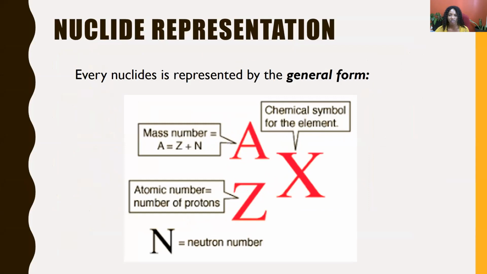So having a closer look at this, we'll realize that the symbol X here is the chemical symbol for the element. The mass number is in the superscript, that is A is equal to Z plus N. And the atomic number is the number of the protons represented in the subscript here as Z. Now, if we wanted the neutron number, what we would have to do is to minus the number of protons from the mass number in order to get the neutron number.